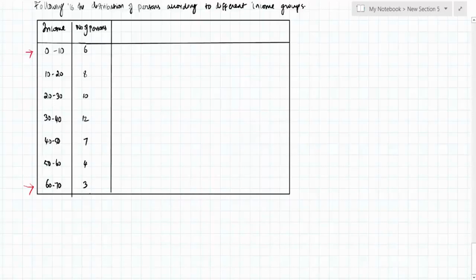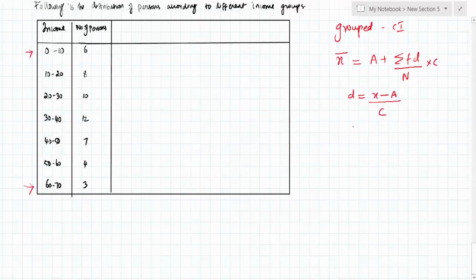Now this is a case where you have information in a grouped form with class intervals. Then in such case, if you want to find the mean, that is your x bar, you have to use the formula, that is A plus summation of fd divided by n into c. So you have to define what is d. D is nothing but x minus a divided by c. So what is a? A is nothing but an arbitrary number.